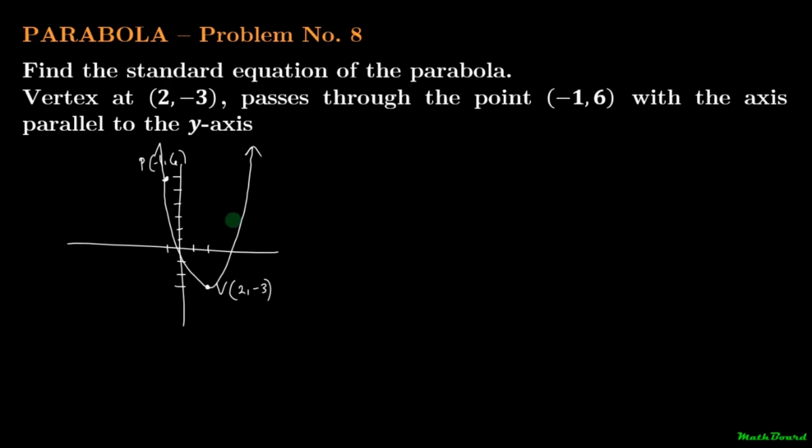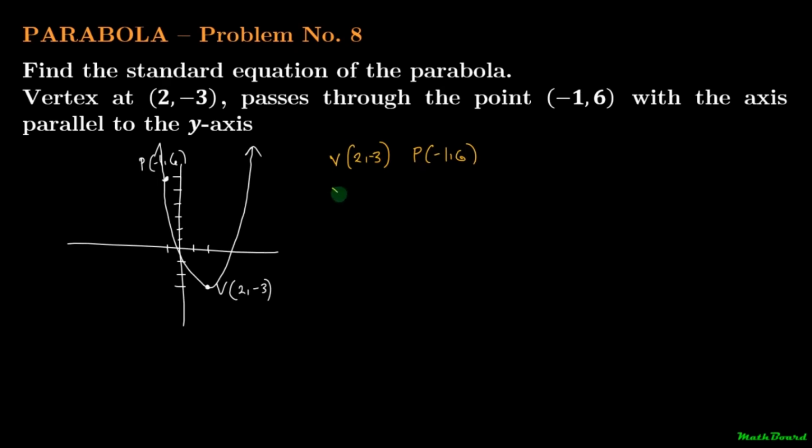Since it opens upward, we have a point, the vertex, 2, negative 3, and a given point of negative 1, 6. We need to solve first for the value of p, right?